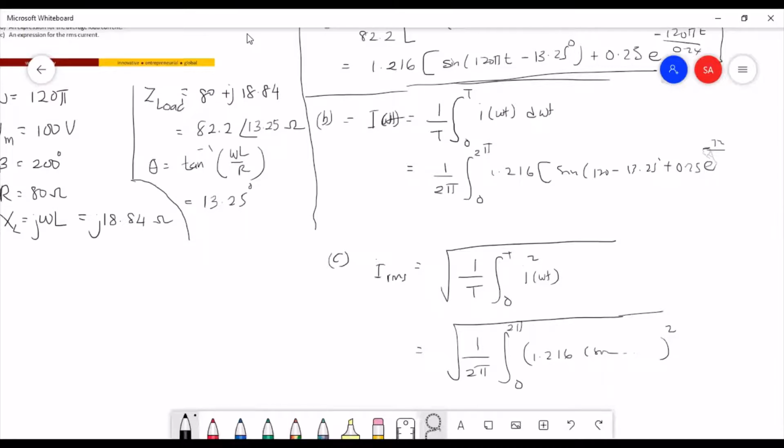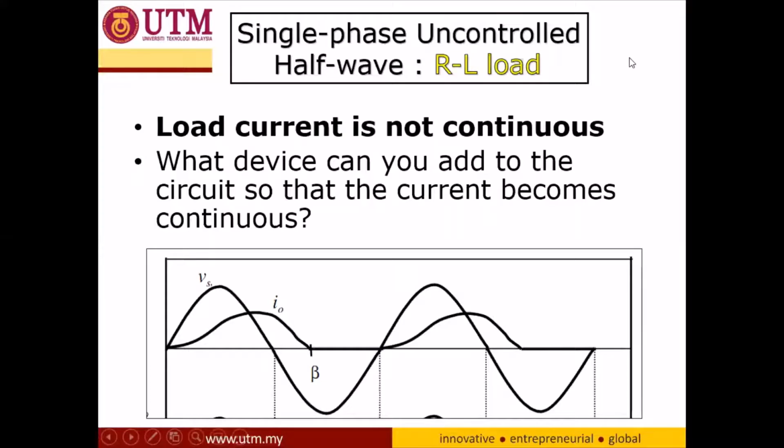Okay, so that's all for example 2. So it's quite a straightforward question actually. Thank you very much. Okay, so we continue with chapter 2, still chapter 2, uncontrolled half wave with R load.